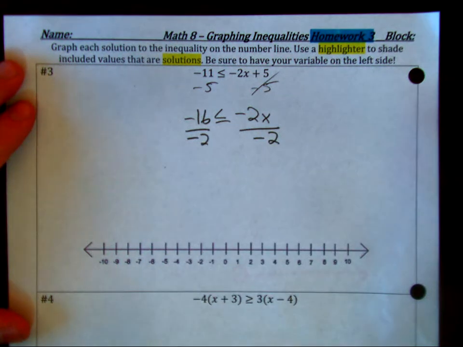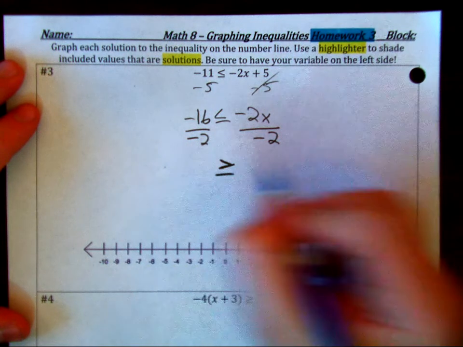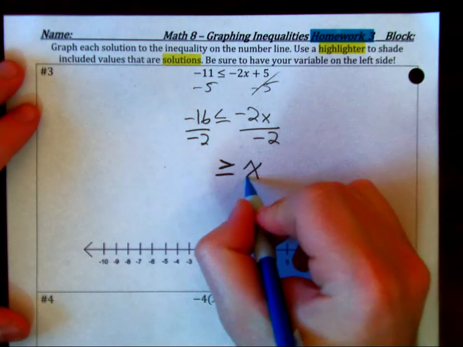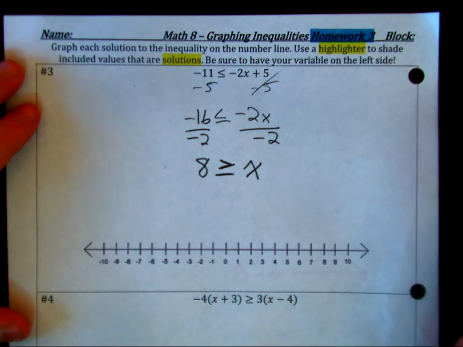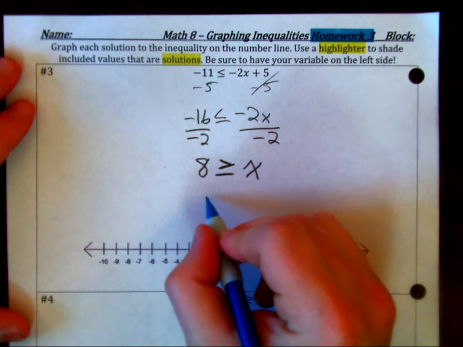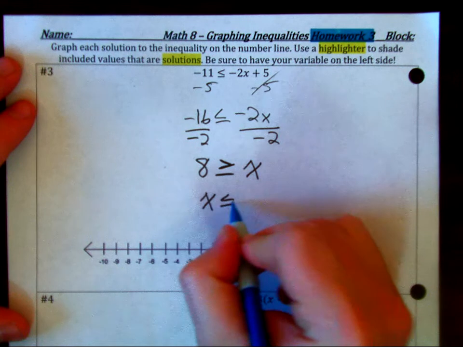Did we divide by a negative? Yes. And so we have to change the direction. And so we have x on the right and a positive 8 on the left. We want that variable now on the left side, and so we gotta make sure we are fluent with our flips, and so we have x is less than or equal to 8.